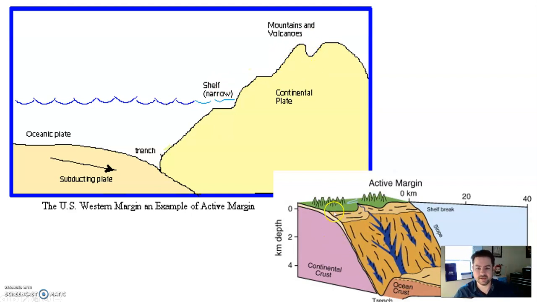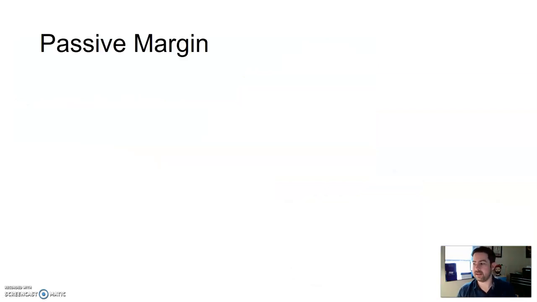Here's another look at it. Again, very narrow shelf, and then slope. Trenches are common here, but those aren't trees. Those are mountains. So very rugged topography. Almost night and day between active margins and passive margins.